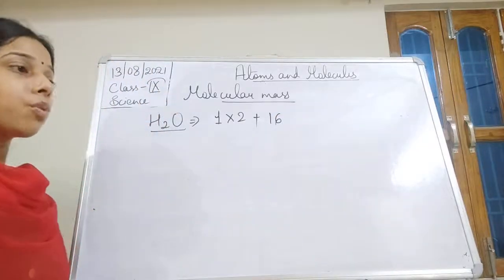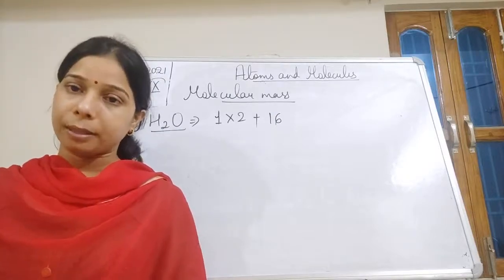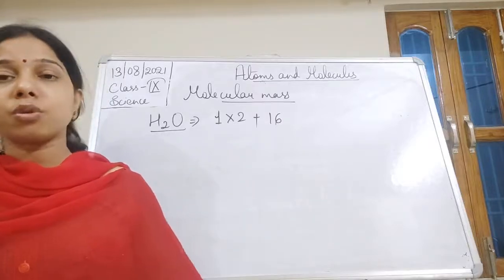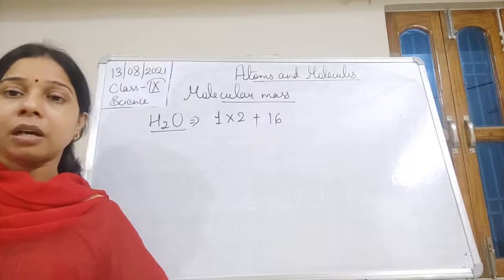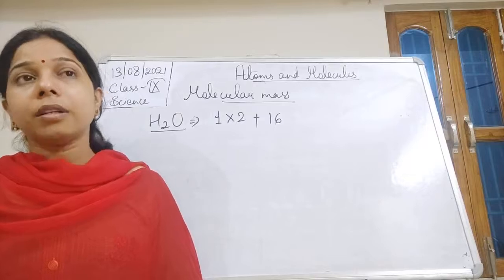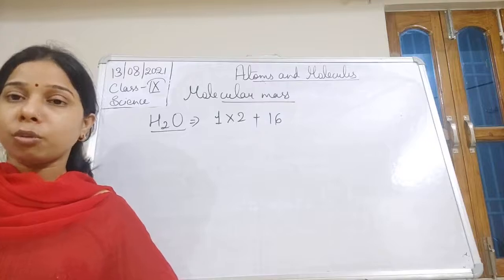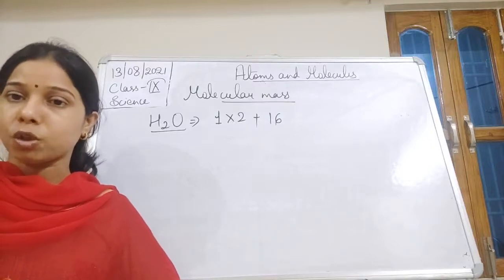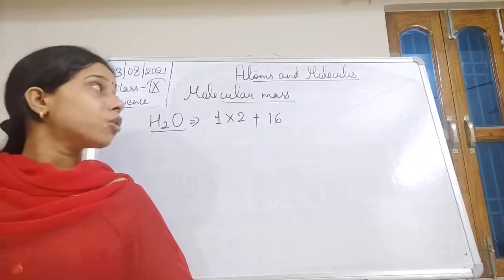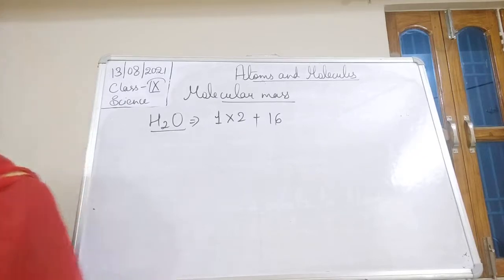Here, one more thing I want to add: you must know the atomic masses up to atomic number 20. So hydrogen, helium, lithium, beryllium, boron, carbon, nitrogen, oxygen, fluorine, neon. These are the first 10 elements, and you have to learn the atomic mass of these elements, not only up to 10 but up to 20. You must know the atomic number, the symbol, and the atomic mass of each element, because once you can tell the atomic mass, it will be quite easy to find the molecular mass of the given substance.